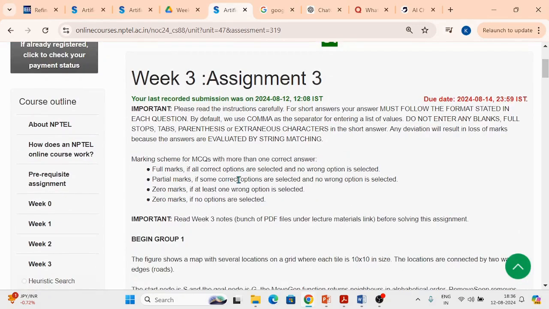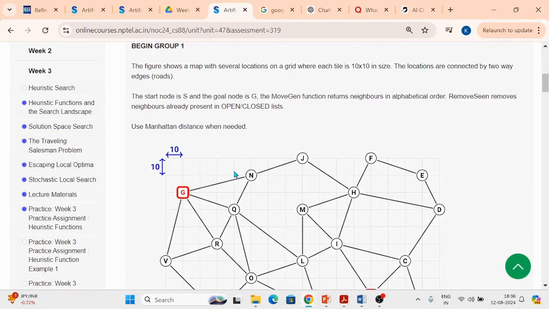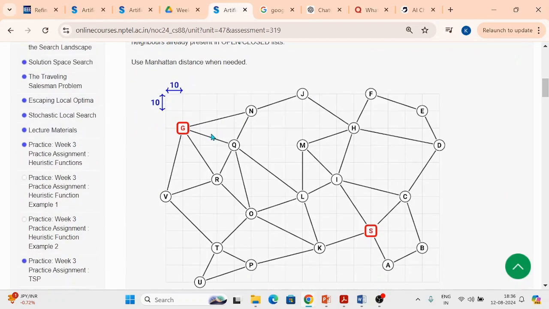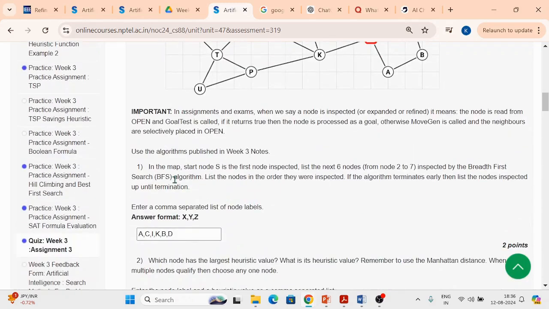So this is for the third week of AI problem solving through search methods. Coming to group 1, we have the graph like this, and they have given the questions. First one: in the map, consider S as your start node, and they are asking you to list all the next 6 nodes, from 2 to 7, using the breadth first search algorithm.